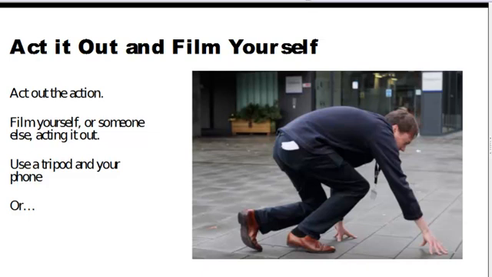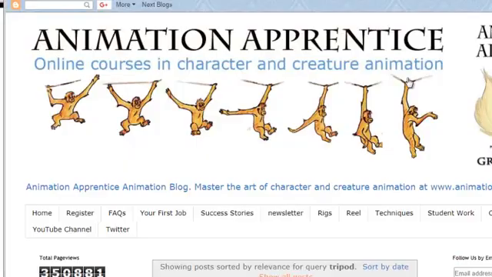And don't forget to act stuff out. This is a shot of me acting out a quadrupedal locomotion shot. And it can be a really, really good idea to do this. You can get yourself an inexpensive tripod from Amazon. Here's one that I recommend here.